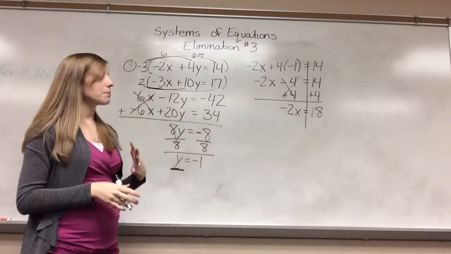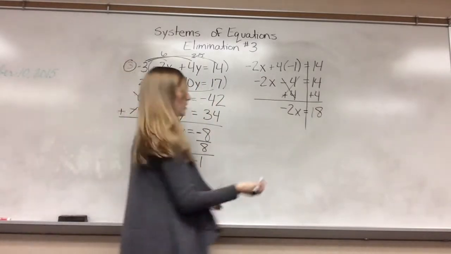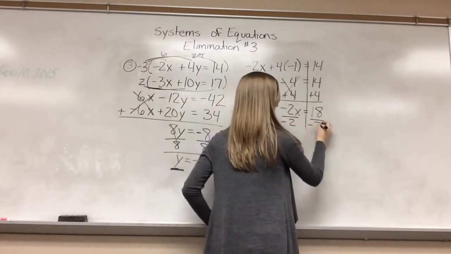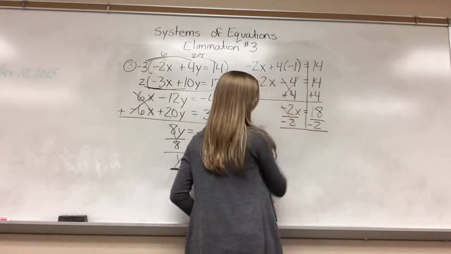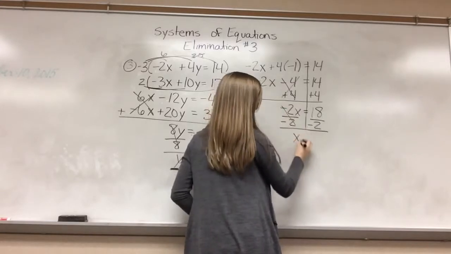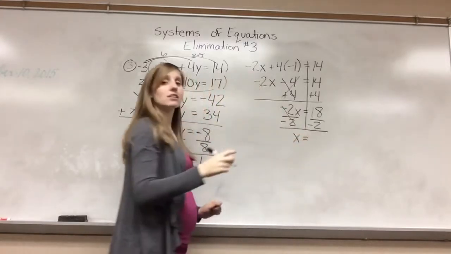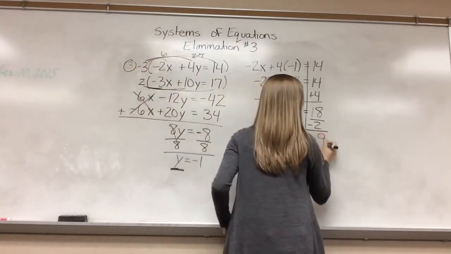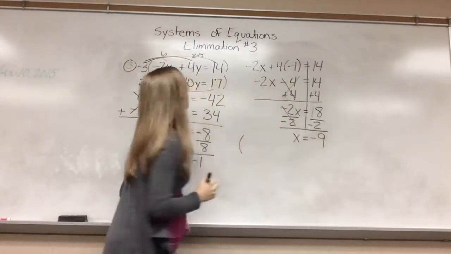And then my last step here is to do the division. All right, so I need to divide both sides by my negative 2, here and here. So my negative 2's cancel. I get x equals 18 divided by negative 2 is negative 9. So the x coordinate is negative 9.